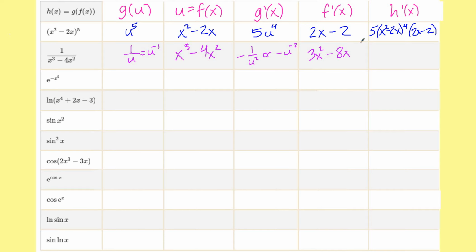And so now you can just rewrite it. I'm going to use this one, because I just like the fraction. So we're going to have negative u squared, so that's just x cubed minus 4x squared, squared. And then on top would be 3x squared minus 8x.